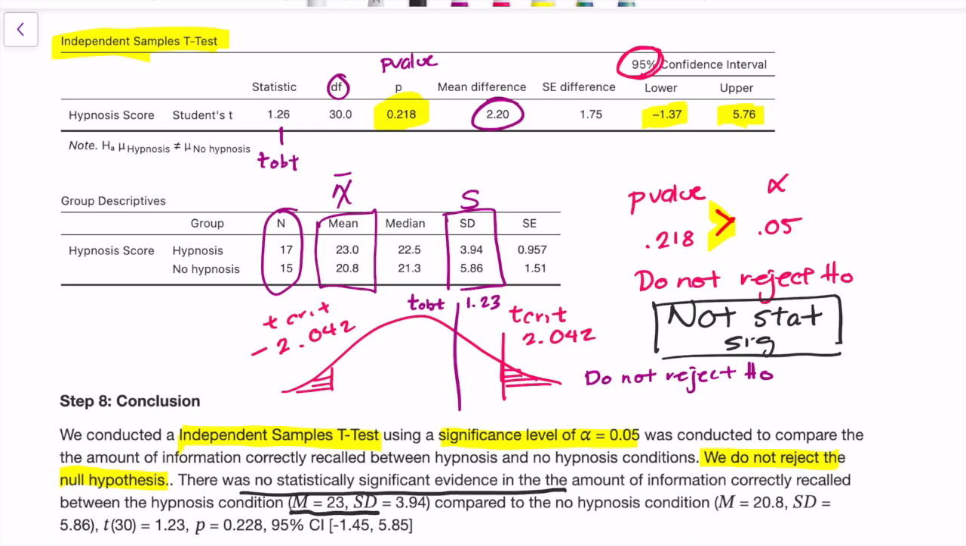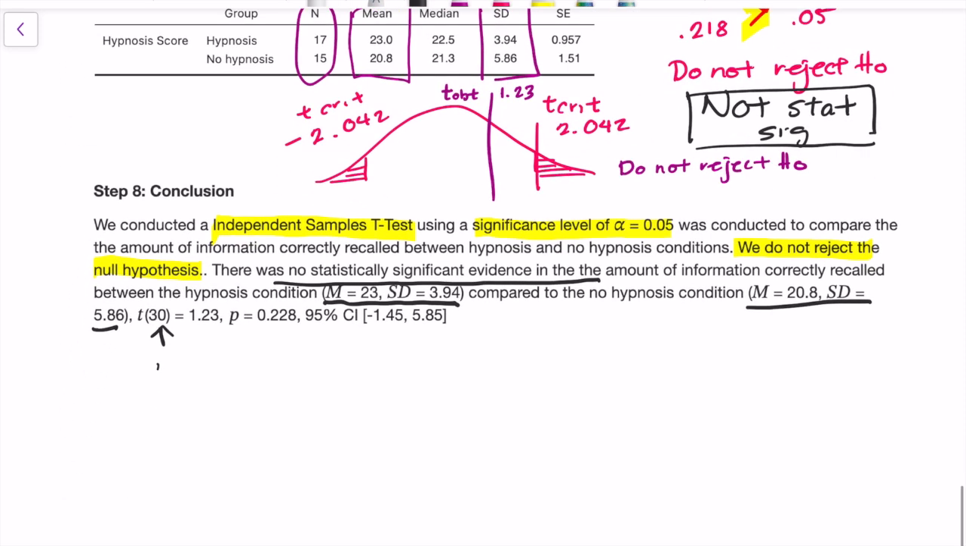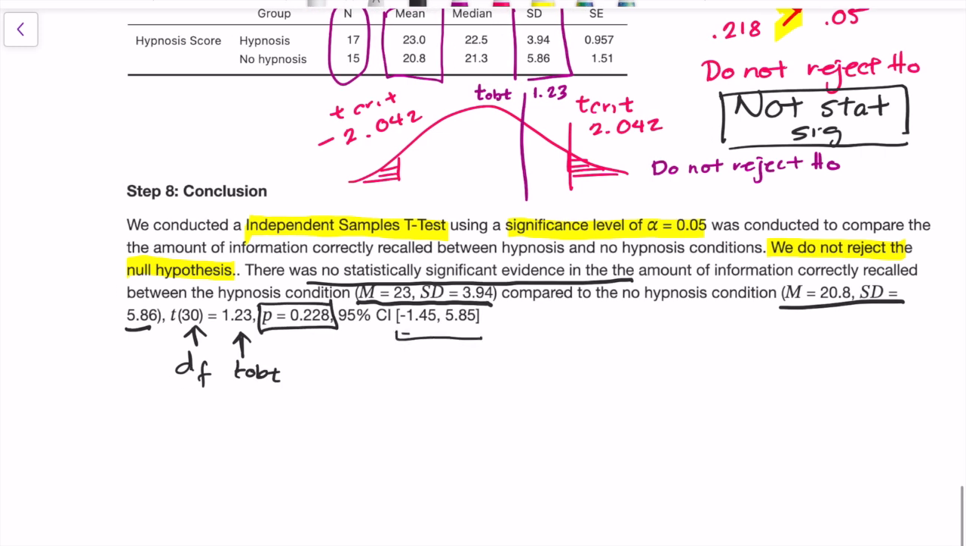You can put the means and standard deviations for the two samples that you're comparing. Here it's going to be your degrees of freedom, your T obtained, the p-value, and you will get this one from software, and then the confidence interval over here.